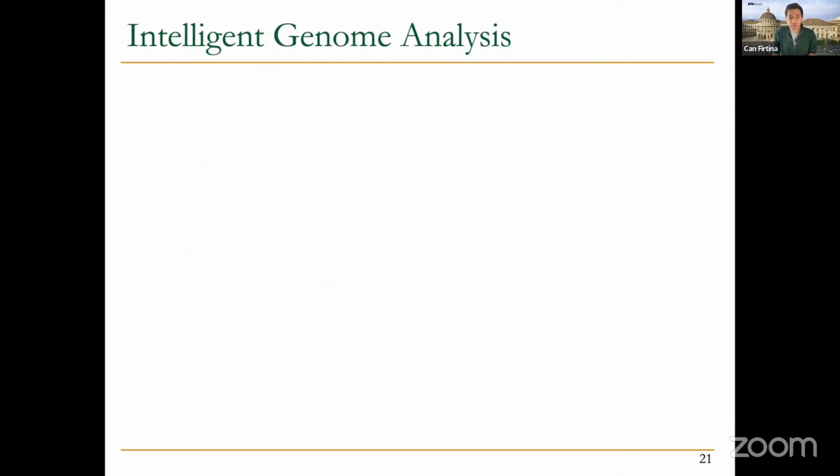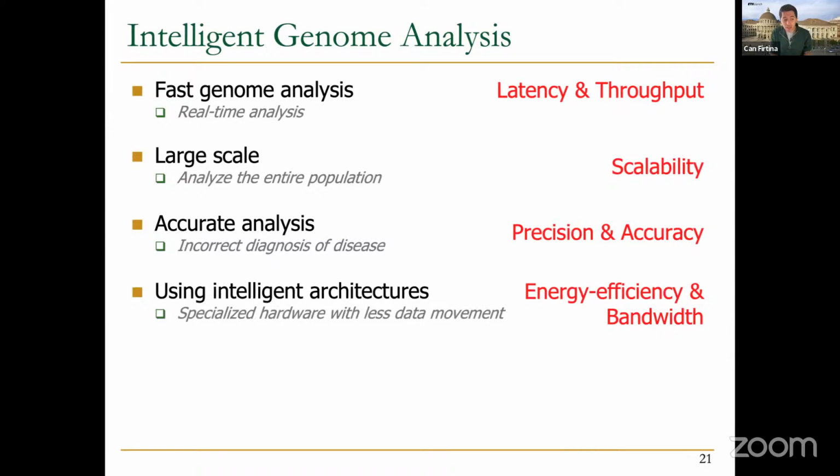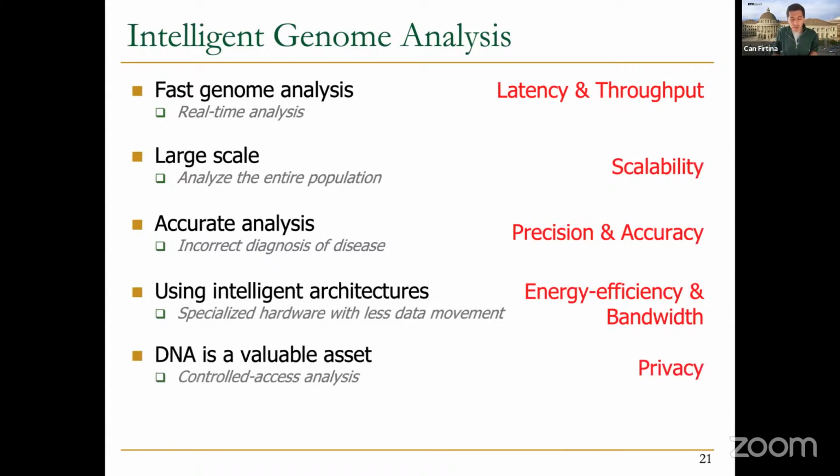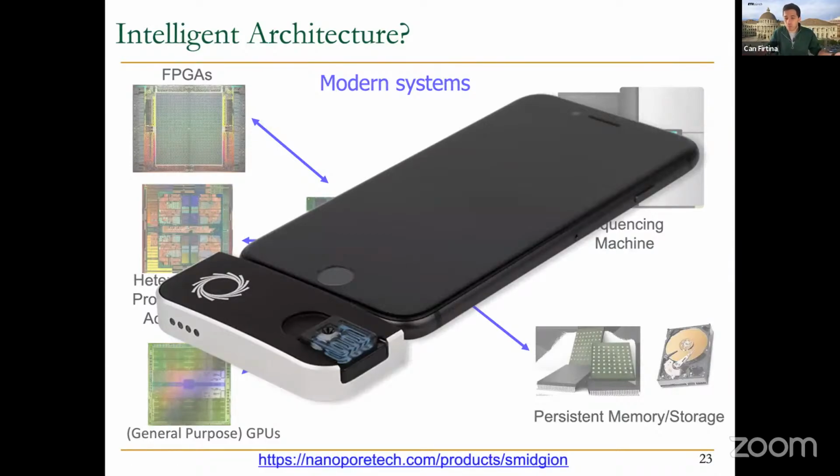So then what is intelligent genome analysis? It means many things. We want to analyze the genome in a fast way, in a large scale way, in an accurate way, maybe using intelligent architectures, and also maybe protecting privacy. All of this means we want to use intelligent architectures to analyze the genome by looking at the requirements or characteristics of the data coming out of the sequencing machine, and then asking what sort of device we should use. And this could even be a mobile device.